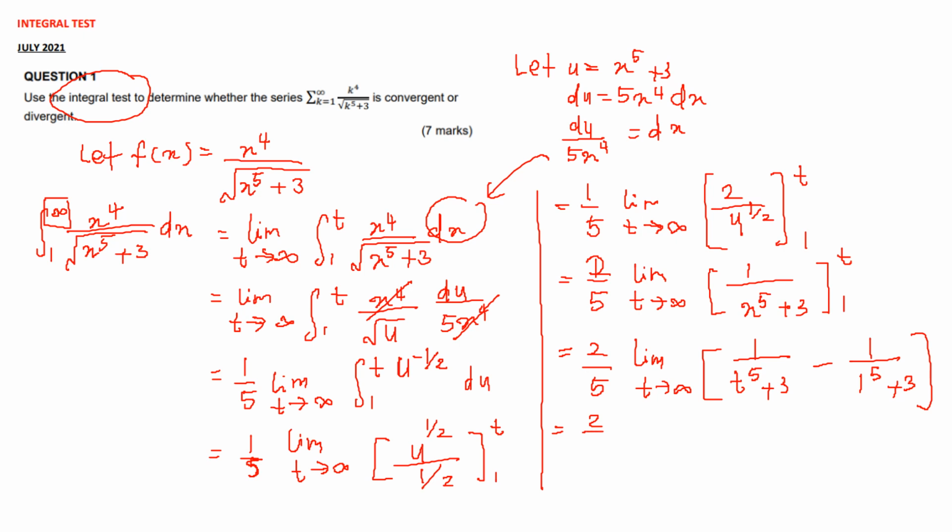And then you will get 2 over 5 limit t approaching infinity, 1 over t power of 5 plus 3 minus 1 over 4. So as you substitute t equals infinity, you will get infinity. 2 times this one, you will get infinity. So when you get infinity, it means that by using the integral test, your series is diverged. Okay, so diverged.